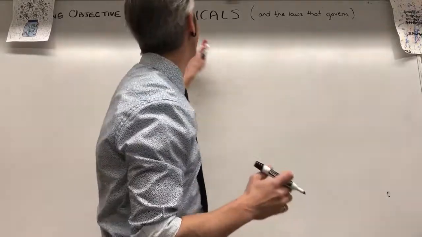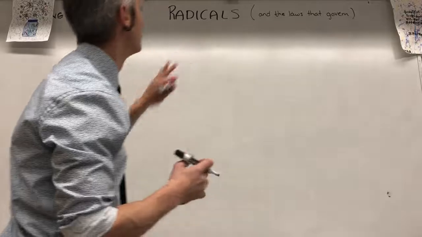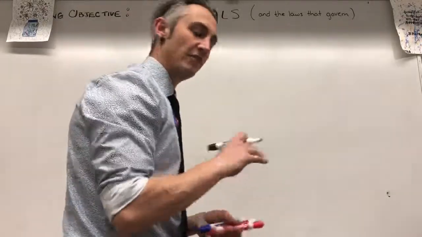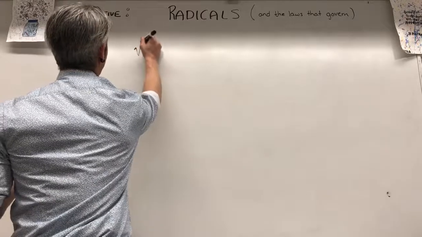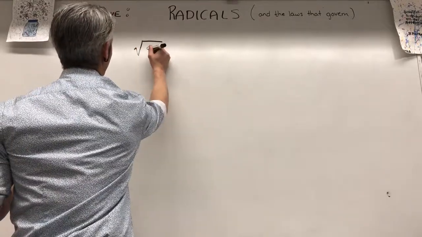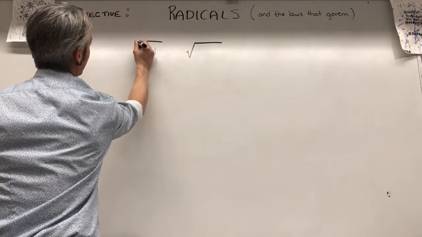Last time we were talking about prime factorization, and that's leading us into radicals and the laws that govern them. What is a radical, you ask? Well, I'm glad you asked that. A radical is any root. So we could do square roots. In a square root, there's an invisible 2 that lives right there.